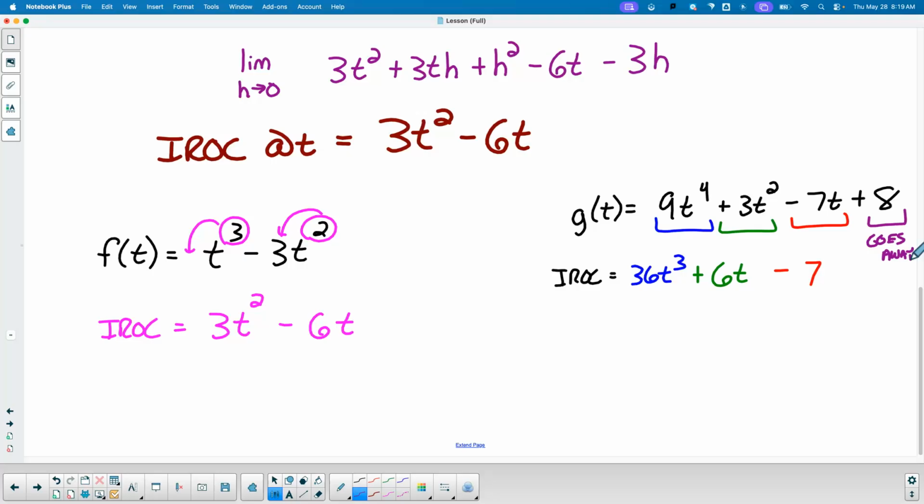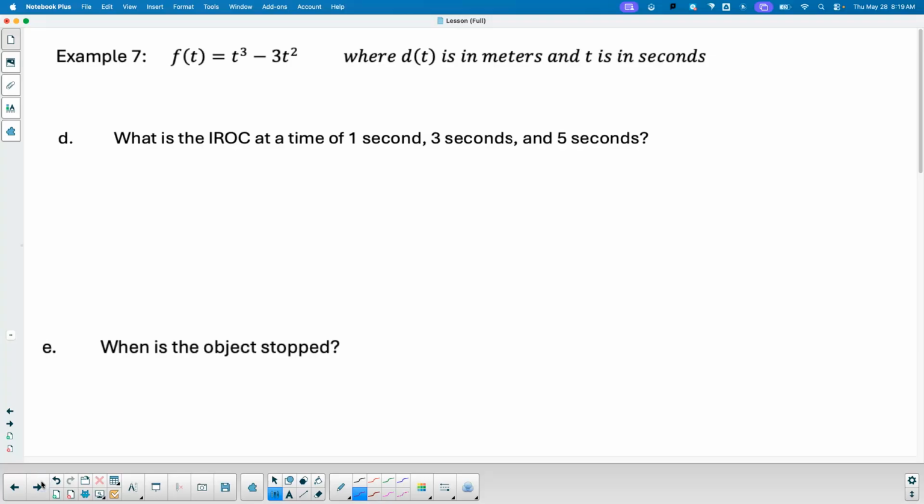So that's what you'll get to a lot next year, derivatives, and then you'll get to antiderivatives, and so you'll go backwards. You go this way on the way up. All right. So our IROC function was 3t squared minus 6t.